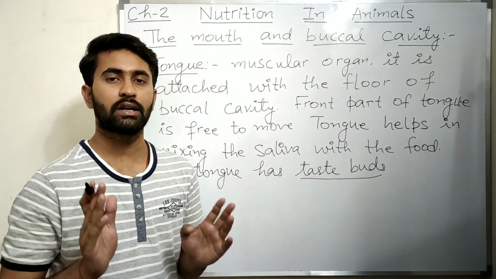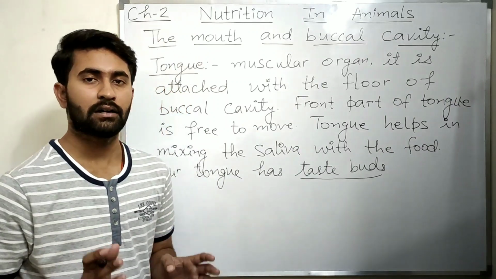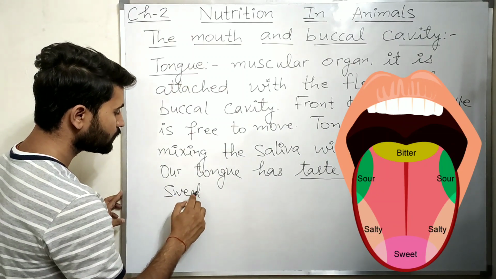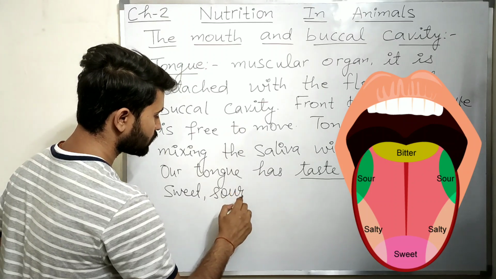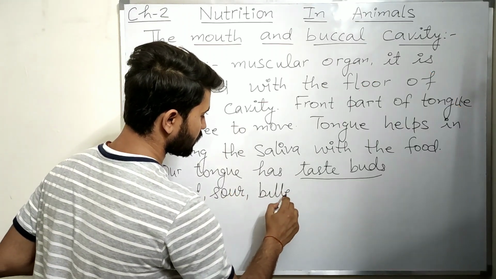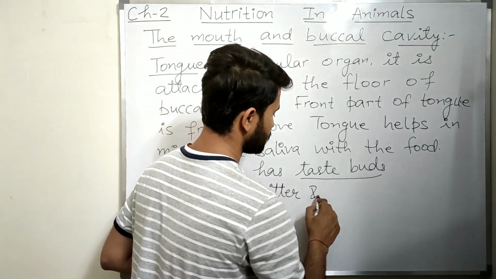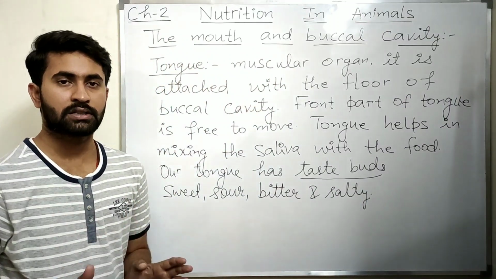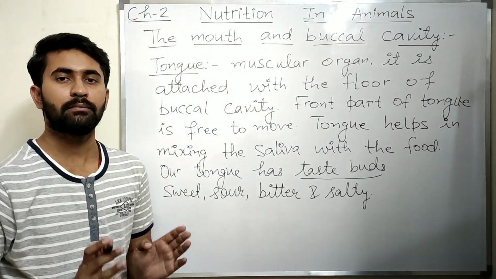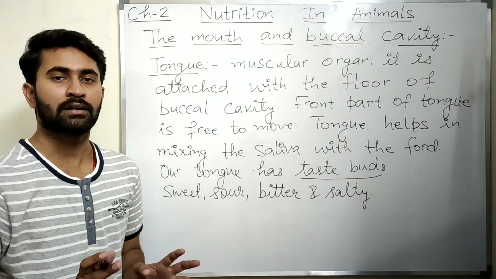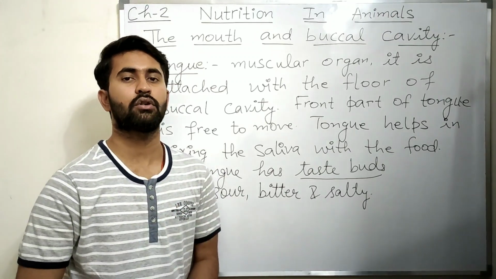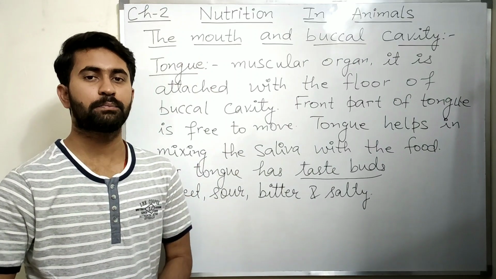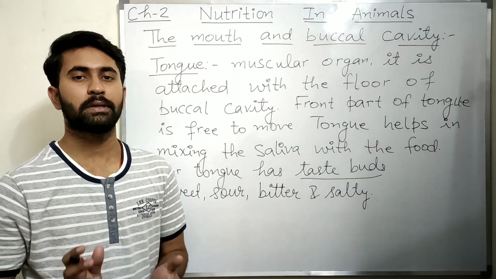There are 4 types of taste buds on our tongue: sweet, sour, bitter and salty. These taste buds are located at different positions on our tongue. Our tongue also helps us in speaking.